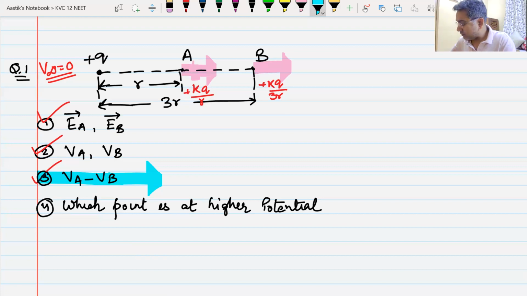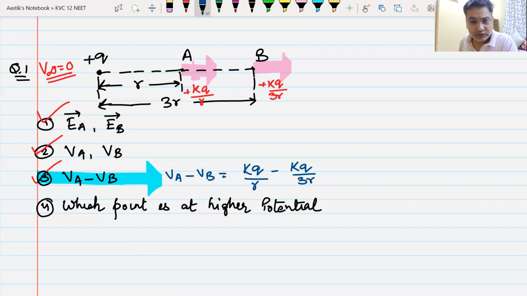VA minus VB. It's just so simple. VA minus VB. Potential at point A is KQ by R. Potential at point B is KQ by 3R. You cannot subtract them. It is taking so much time for you to subtract. 2kq by 3r.